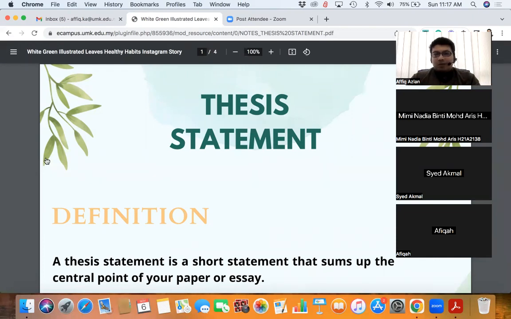Maybe some of the articles divide the introduction paragraph into 2. Some of the articles could also have it in the middle of the introduction paragraph. But there should be a thesis statement if it is a good article.